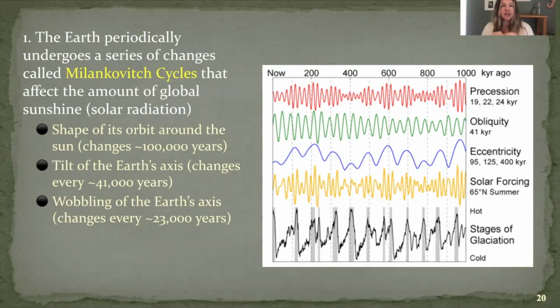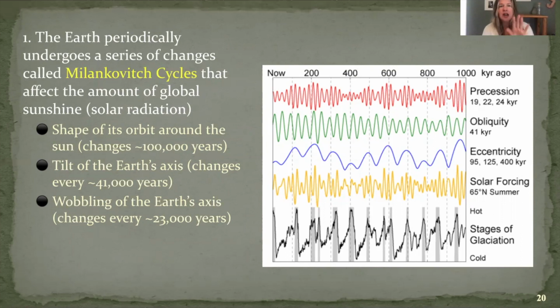The third reason of the cycle could be the wobbling of the Earth's axis. So think of a top. When you spin a top, it's like whoosh, and then as it slows down, it starts to wobble. And it's that wobbling that shifts the axis tilt, that changes where the sunlight is directly hitting, maybe north of the equator, south of the equator. It's tied into the tilt of the axis, but suffice to say, the Earth wobbles.